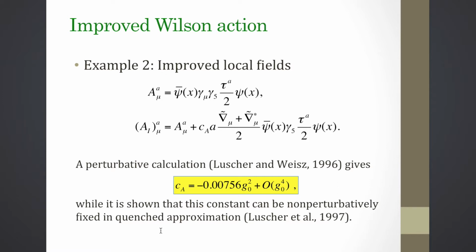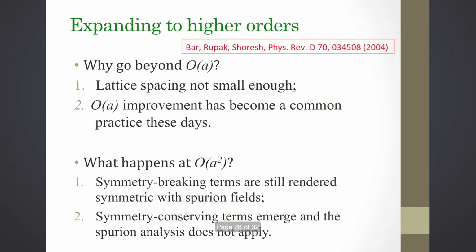So, with the improved Wilson action, we are forced to go beyond order a in the WChPT. Why do we have to go beyond order a in the WChPT? The first reason is plain: the lattice spacing is not small enough, so to obtain the required accuracy, we have to go beyond order a.